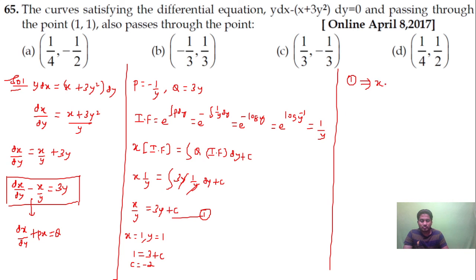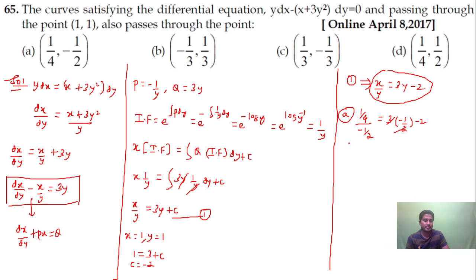Now the value of c, if I substitute in equation 1, you get x upon y is equal to 3y minus 2. Now if I cross multiply, you get x is equal to 3y square minus 2y. Or you keep as it is, no problem. Keep x upon y is equal to 3y minus 2 as it is and check with the options. Take the first option, 1 by 4 comma minus 1 by 2. So x is 1 by 4, y is minus 1 by 2. Then x upon y is minus half, and 3 into y minus 2 is minus 3 by 2 minus 2. That's not possible, so this is ruled out.